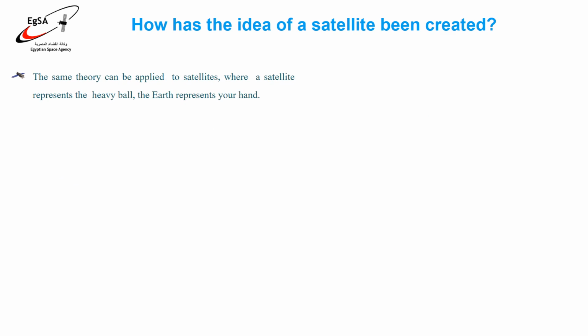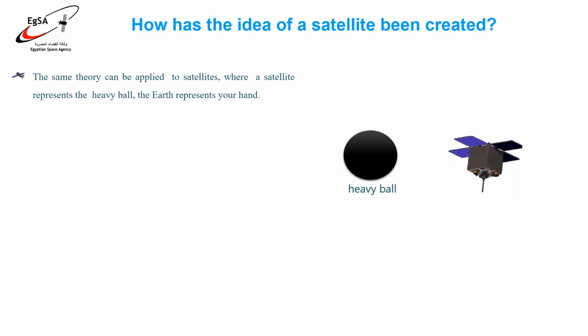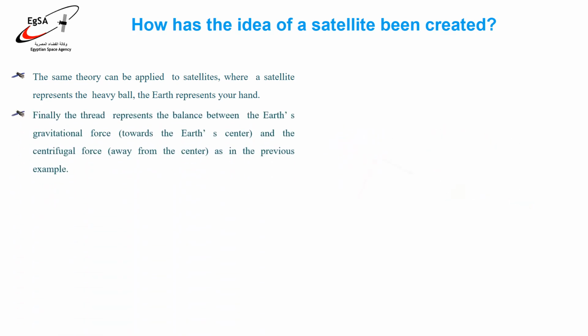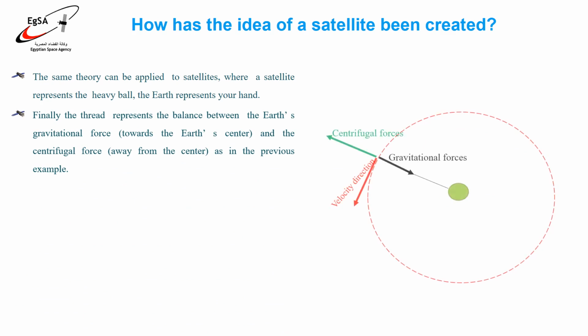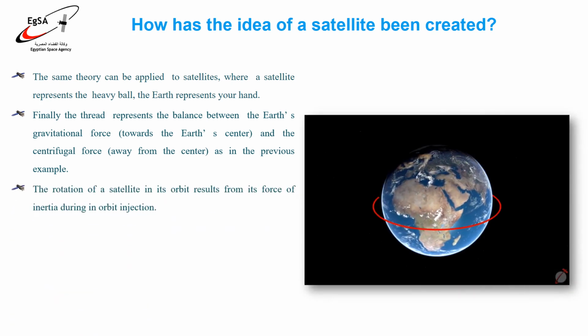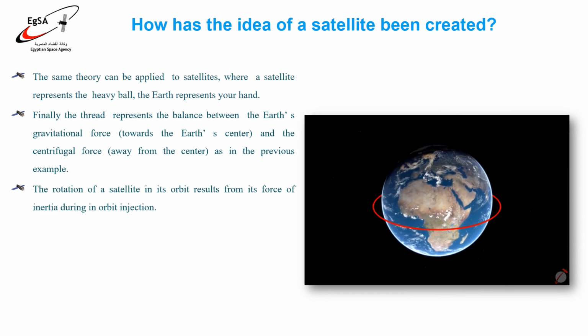The same theory can be applied to satellites, where a satellite represents the heavy ball, the Earth represents your hand, and finally the thread represents the balance between the Earth's gravitational force towards the Earth's center and the centrifugal force away from the center, as in the previous example. The rotation of a satellite in its orbit results from its force of inertia during in-orbit injection.